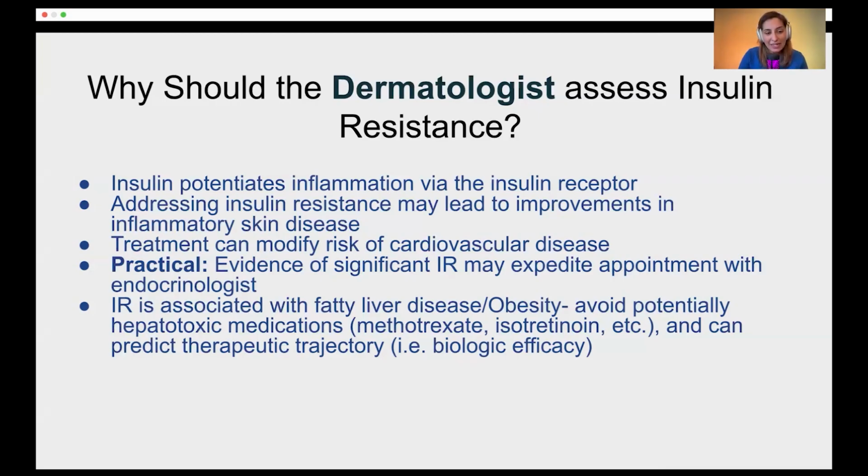And then also, we know that insulin resistance is associated with fatty liver disease and can lead to obesity. So I think it's important for us to know if our patients have altered metabolism or fatty liver disease, especially if we're going to be putting them on medicines. We need to know what their liver is doing and how their liver can metabolize medicines we give them. So let's say we're giving them methotrexate, isotretinoin, even oral Lamisil. We should probably know what's going on with their liver at baseline before we start adding more insult to it. And then we can also predict their therapeutic trajectory, like how well they're going to do on a biologic.